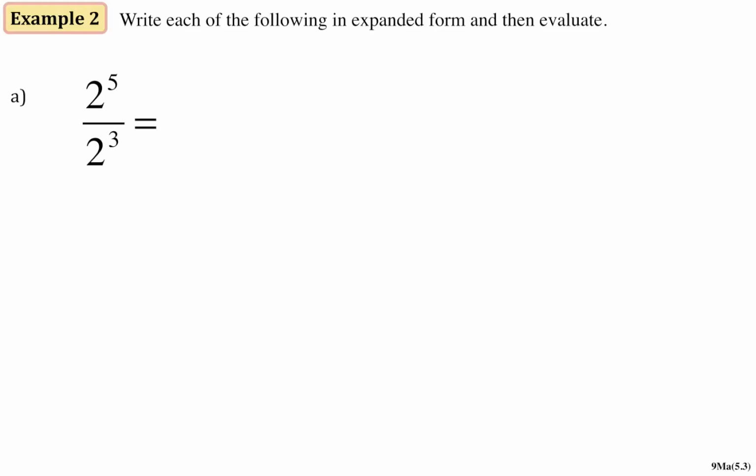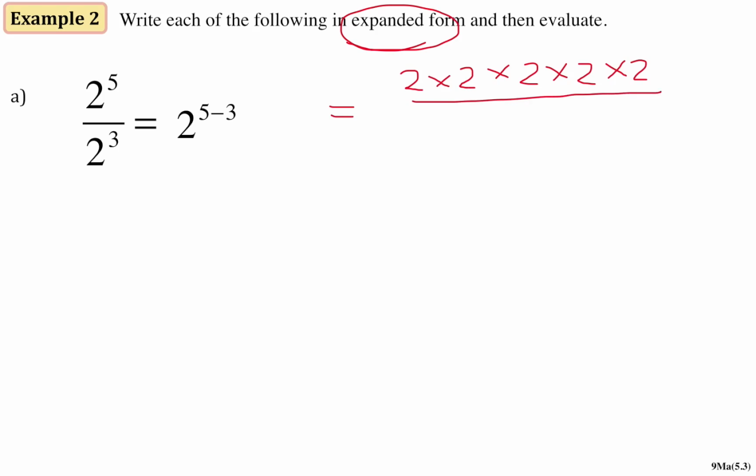It says, first of all, write it in expanded form, then evaluate. This is so we can see the second law in action. So 2 to the power of 5 in expanded form means 2 times 2 times 2 times 2 times 2. And 2 to the power of 3 means 2 times 2 times 2. So this is what it actually means in expanded form, because I didn't follow the instructions when I typed this into my calculator. It wanted me to do this. 2 times 2 times 2 times 2 times 2, all over 2 times 2 times 2. So that's in expanded form, and then evaluate.